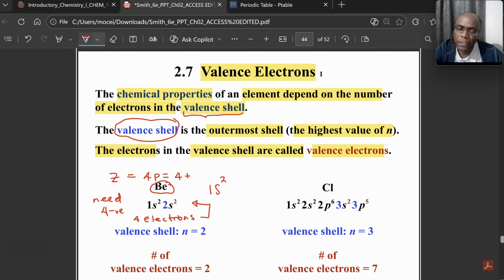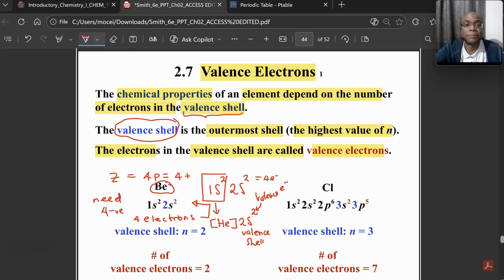We go filling up 1s2, then we go to the second shell, fill up the 2s, and our 4 electrons are accounted for. Now you can tell that the first shell is filled up. There's no 1p, it's only 1s2, and that is shortened by helium for the noble gas electronic configuration, and the remaining shell is written outside the bracket. That second shell is called the valence shell, and the electrons in the valence shell are called valence electrons.